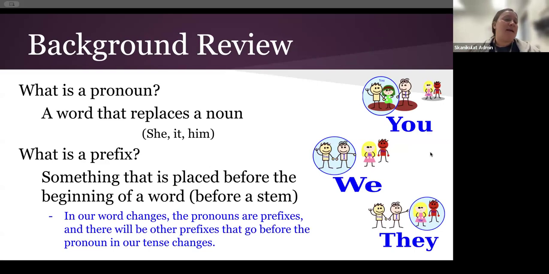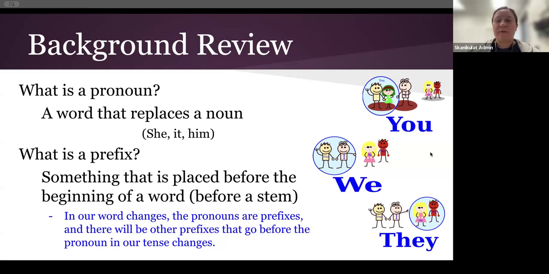previous recordings. And so I always use a lot of these terms. I like to refresh our memory on the terms that I'm using because I will say pronouns, I will say prefixes. So I just want to ground ourselves to make sure we all know and understand what those terms mean. So what is a pronoun?